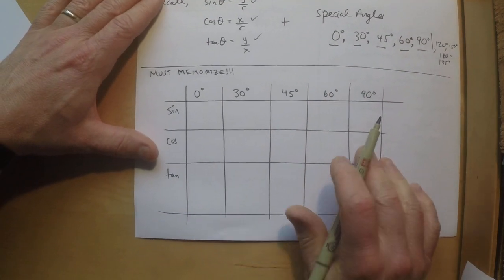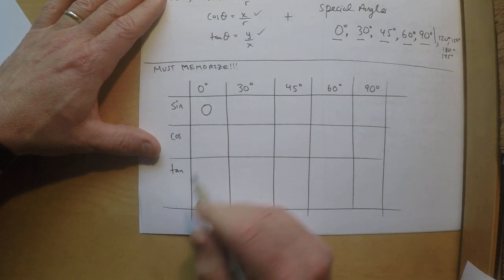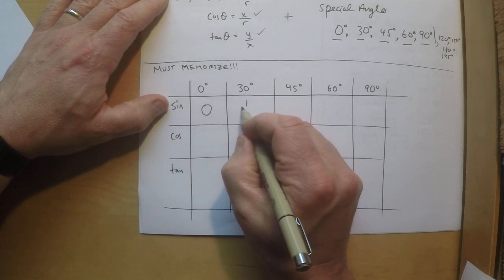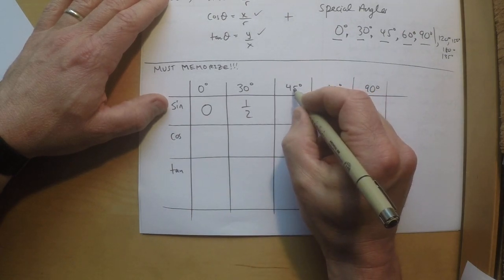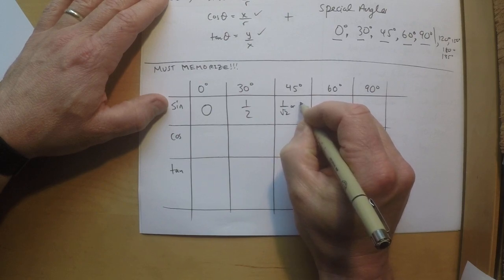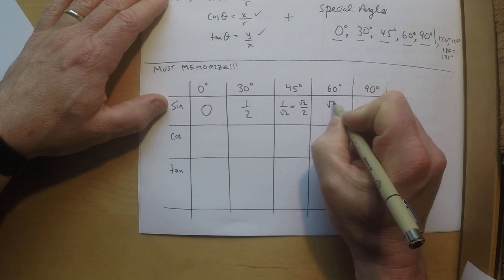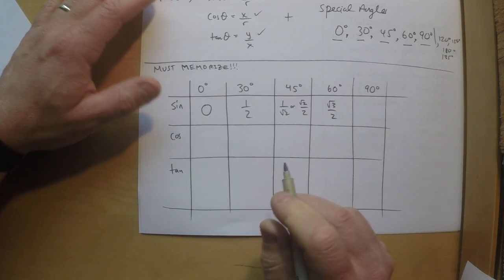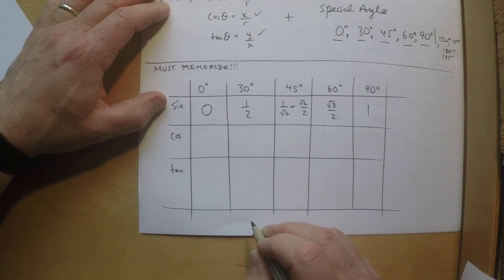If you went to a calculator right now and typed in sine of 0, you would get 0. If you typed in sine of 30, you will get exactly 1/2 or 0.5. If you type in sine of 45, you'll get 1 over root 2, or if it's rationalized, root 2 over 2. For 60, you'll get root 3 over 2, or 0.866. Sine of 90 is 1.